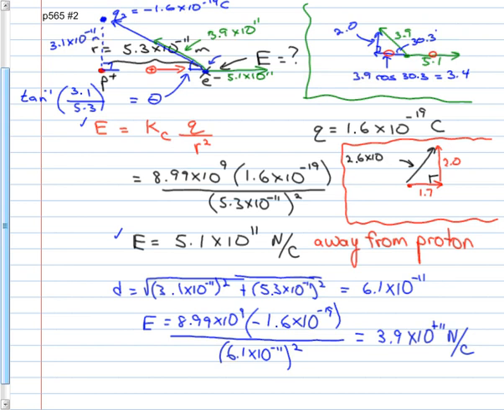2.6 times 10 to the 11th newtons per coulomb. That's my strength. And now I need to know, what is my angle? How am I going to get that theta? Inverse tangent of 2 over 1.7. 49.6 degrees. We could maybe say above the positive x-axis. That might be a description for it.